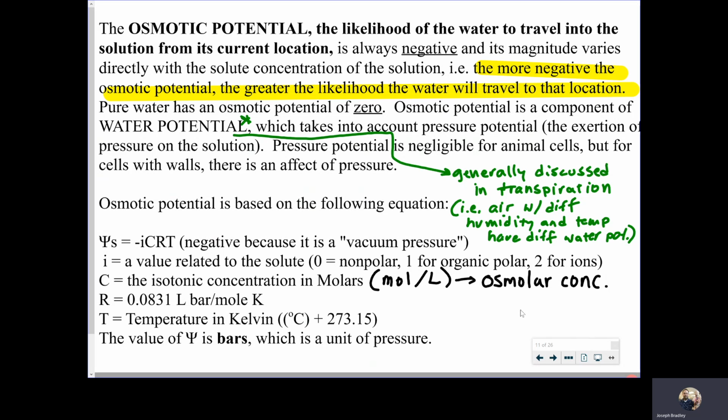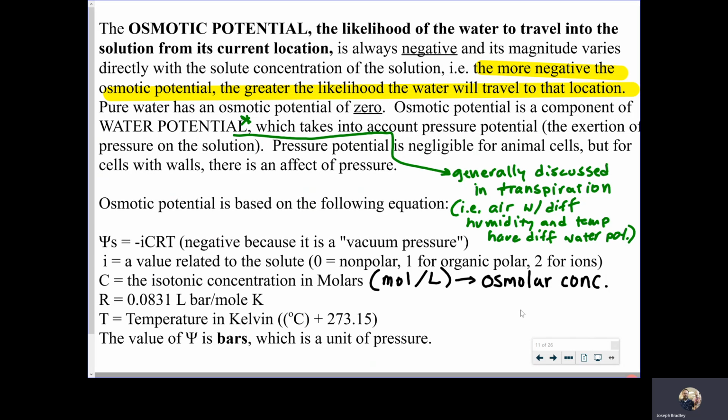We generally discuss water potential in transpiration. The air pressure and the pressure inside of a tree or inside of a leaf are going to be different. So therefore, the movement will be affected more by pressure potential. But osmotic potential is something that you would need to know how to calculate.